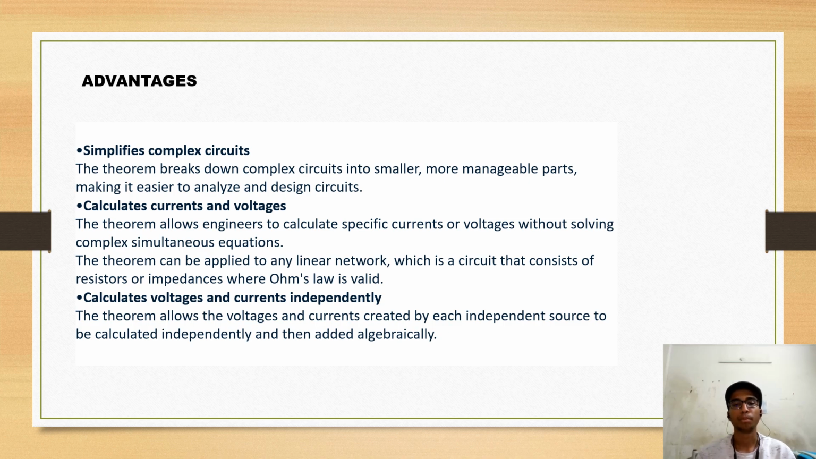The theorem can be applied to any linear network, which is a circuit that consists of resistors or impedances where Ohm's law is valid. It calculates currents and voltages independently. The theorem allows the voltages and currents created by each independent source to be calculated independently and then added algebraically. The main goal here is to calculate the current or response in any element and add it algebraically.